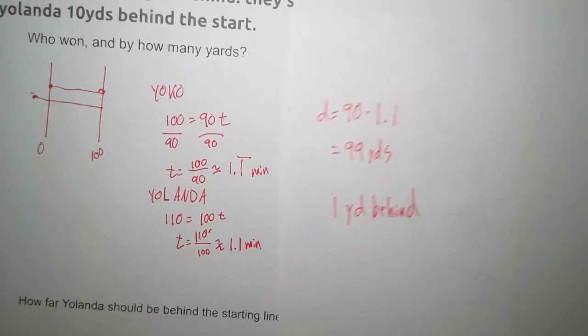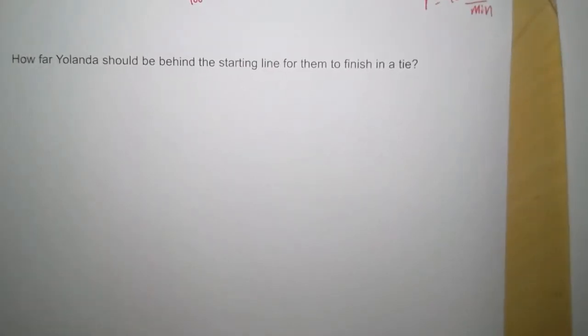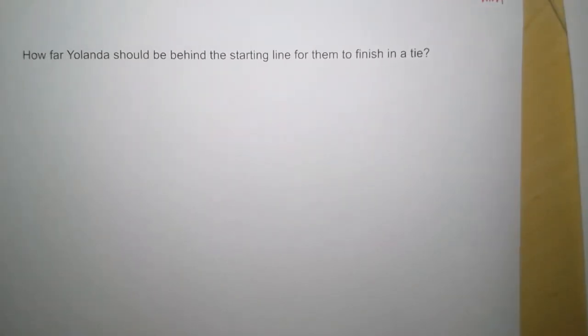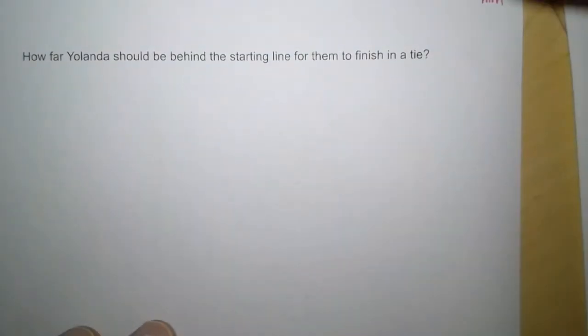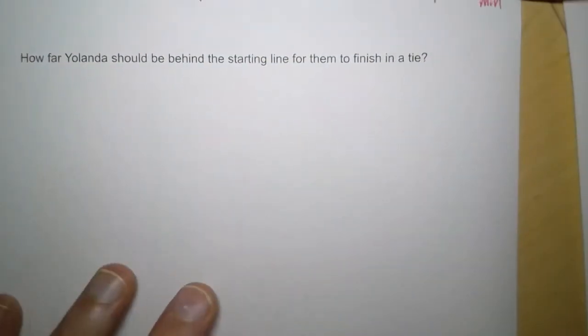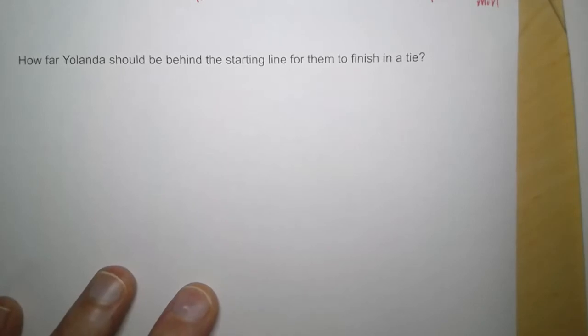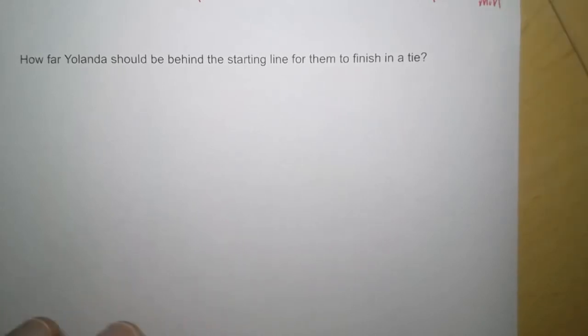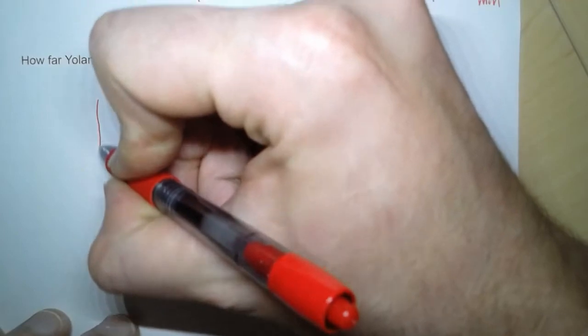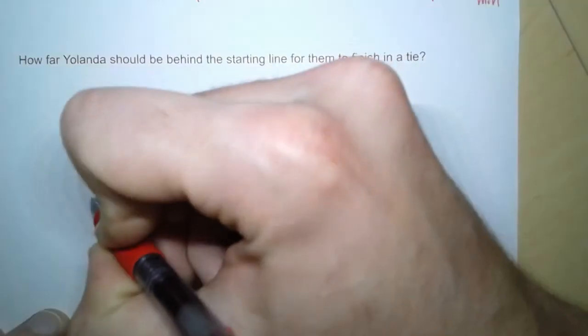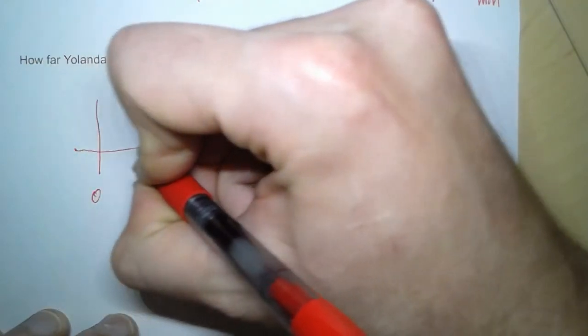So now on to the second question. It asks, how far should Yolanda be behind the starting line for them to finish in a tie? Now they're still running at the same rates. Yoko is still running at 90 yards per minute like we found before. Yolanda is still running at 100 yards per minute. So now we know that Yolanda needs to start behind the line.